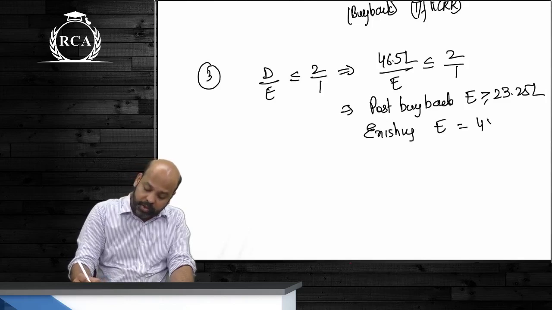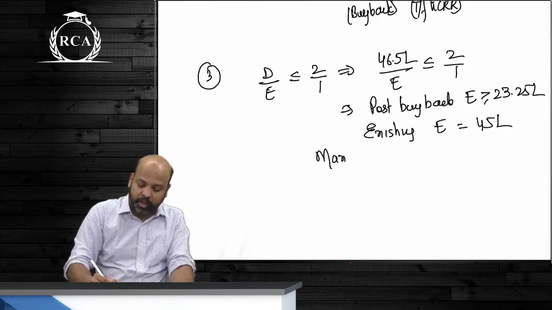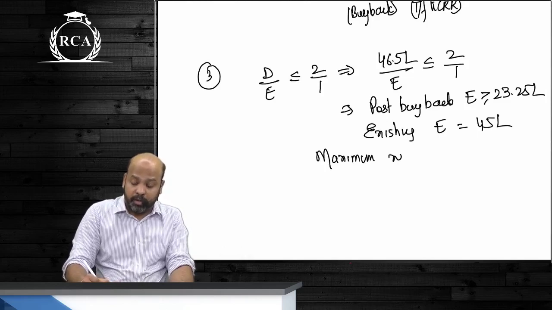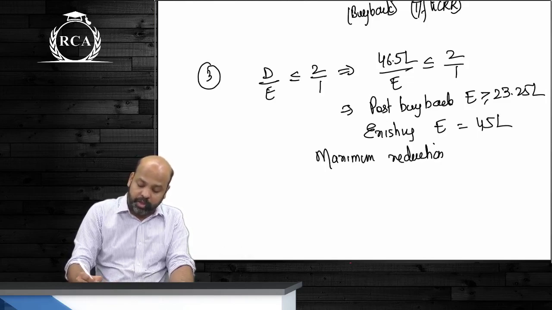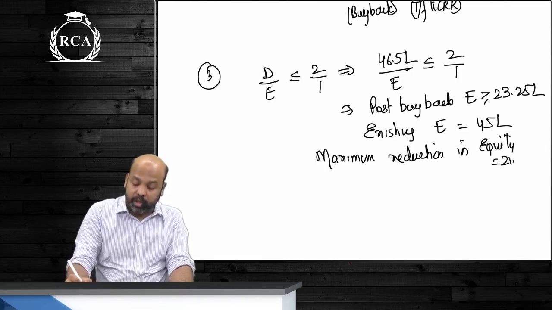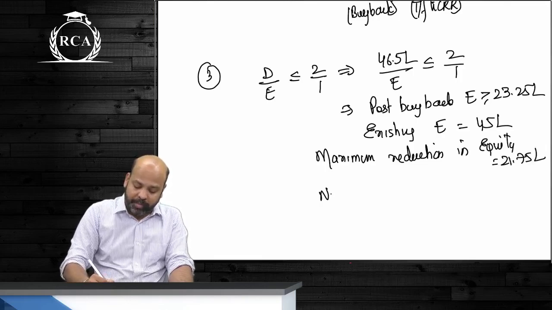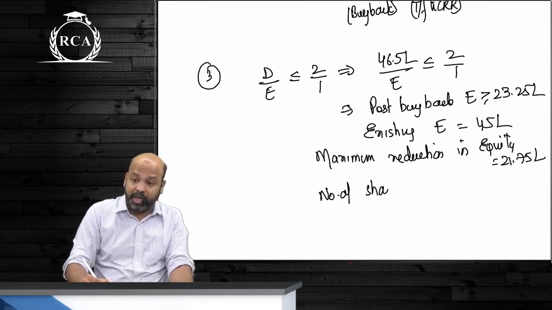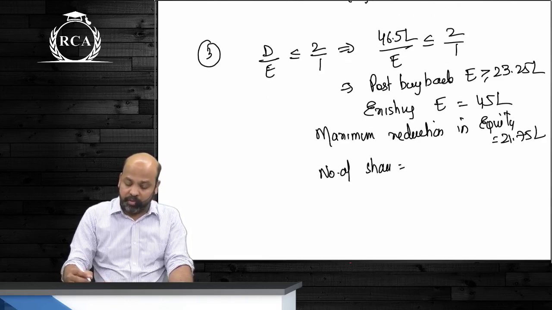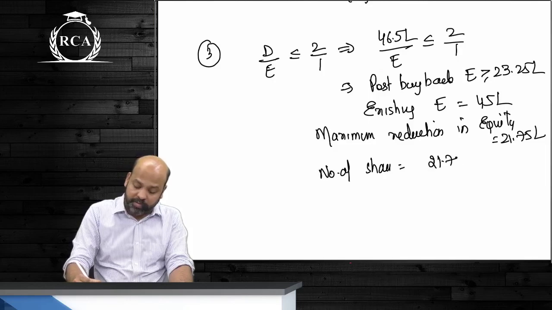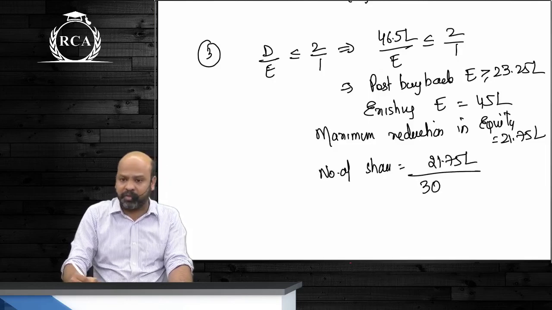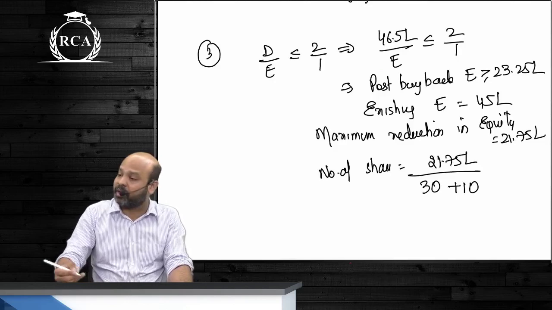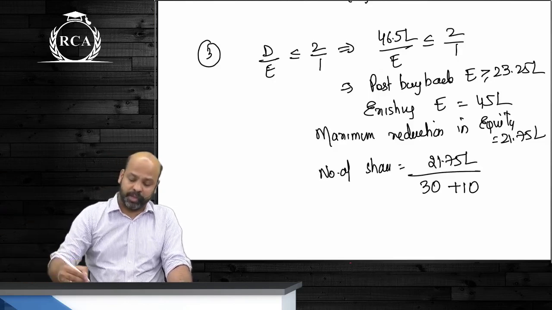What is your existing equity, guys? Existing equity is 45 lakhs. What is the maximum reduction in equity possible? Maximum reduction in equity, guys, will be 21,75,000. Are you going to divide by buyback price, or will you divide by buyback price plus transfer to CRR? So 21,75,000 divided by 30 rupees is your buyback price, plus transfer to CRR is 10 rupees. How much will this be, guys?